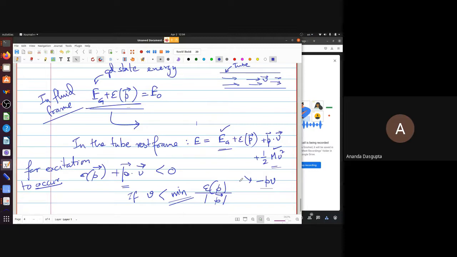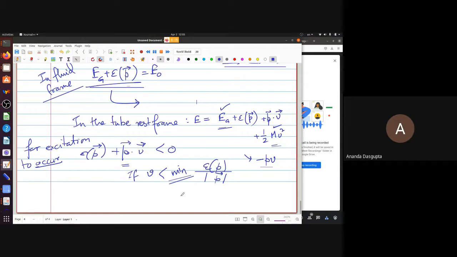However, if the velocity of the fluid was less than this minimum value, then it's impossible for the interaction to create an excitation, because then it would never be possible for the fluid's energy to decrease by creation of this excitation. Right? Clear? Yes, sir. So what Landau figured out is that for superfluid flow, there would be a critical velocity.